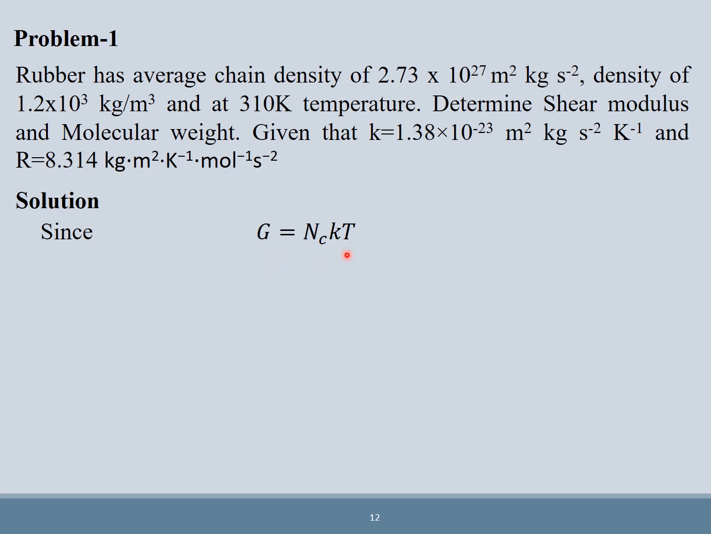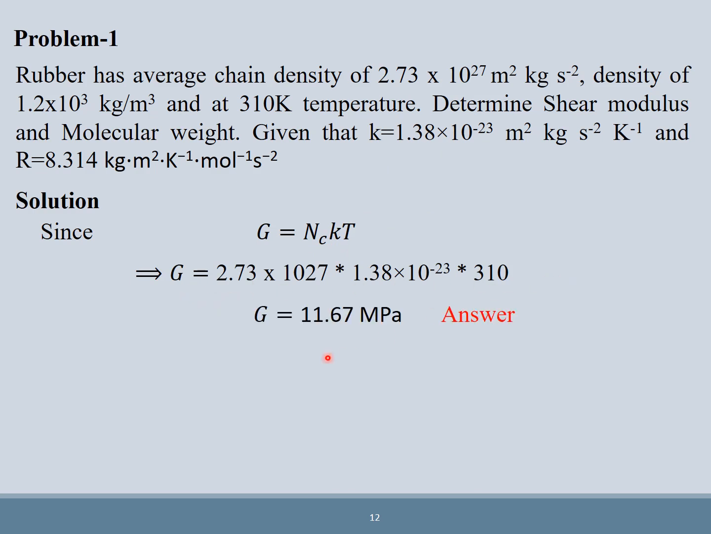Since we know G is equal to Nc kT, we just replace Nc, that is 2.73 times 10 to the 27, k as 1.38 times 10 to the minus 23, and T as 310. So we get G equal to this. We simplify and solve, and we get 11.67 megapascal. Now if you see the units, megapascal, you will find that many will cancel out, and by using the formula of Newton, we can simplify and get this relationship for G.